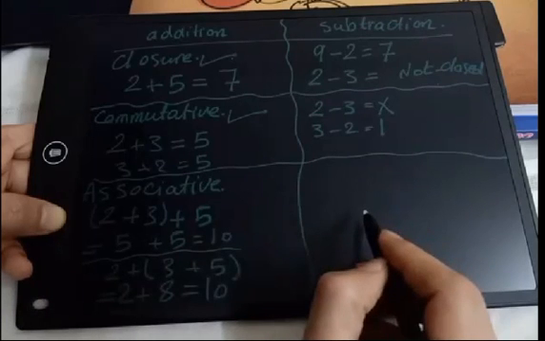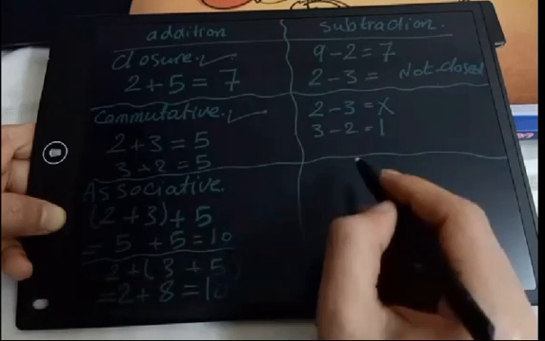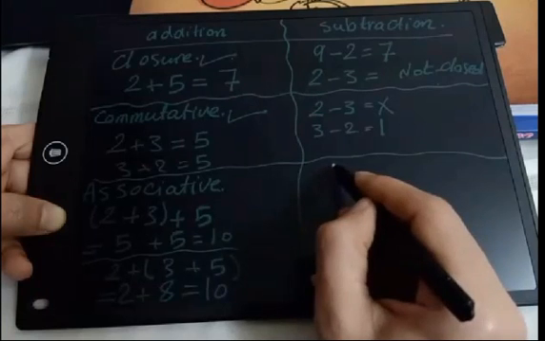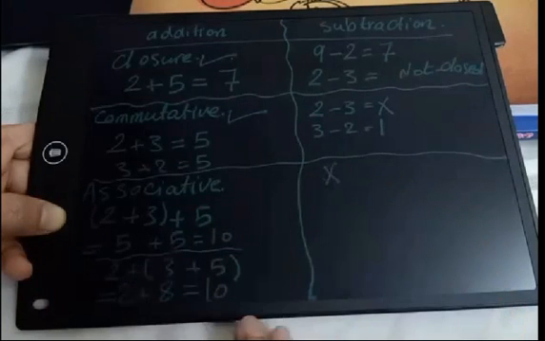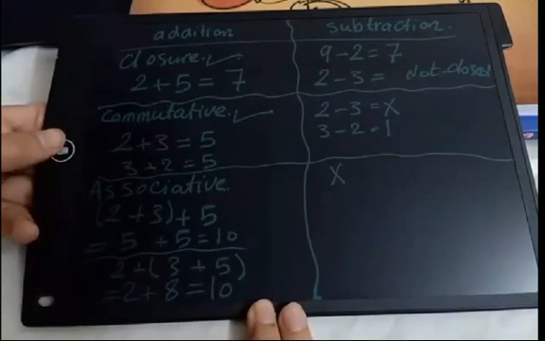Does it work with subtraction? No, it doesn't work. So the associative property does not work with subtraction. Okay, let's move to the next one.